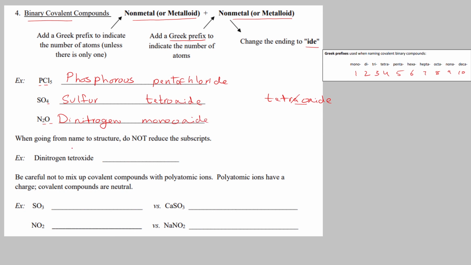In ionic compounds, we normally reduce the subscripts, but in covalent compounds, when you are going from name to the structure, do not reduce the subscripts. So for instance, here you have dinitrogen. So you have nitrogen and it's di, so you're going to write 2 here. For oxygen, there are 4 oxygen in tetroxide, so it will be 4, and you are not going to reduce these numbers.